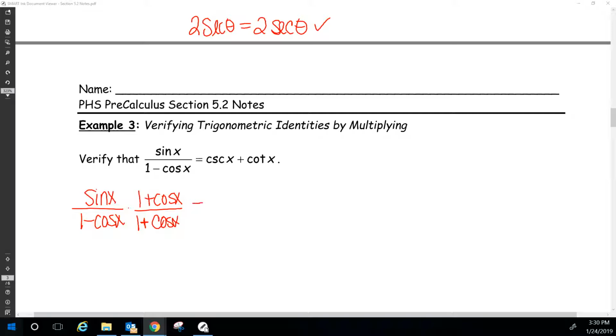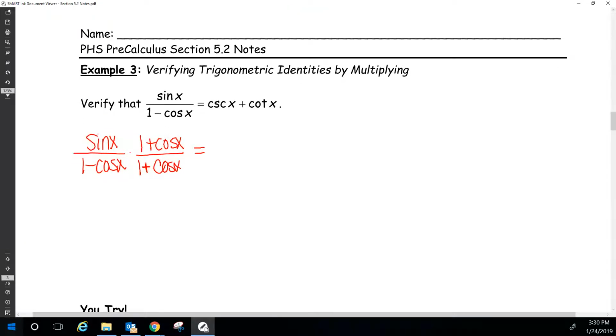All right. So multiplying the top, I'm just going to make it sine x times 1 plus cosine x. On the bottom, these guys are conjugates, so the middle terms cancel. I've got 1 times 1 is 1. Middle terms will cancel, and the negative cosine times positive cosine is negative cosine squared x.